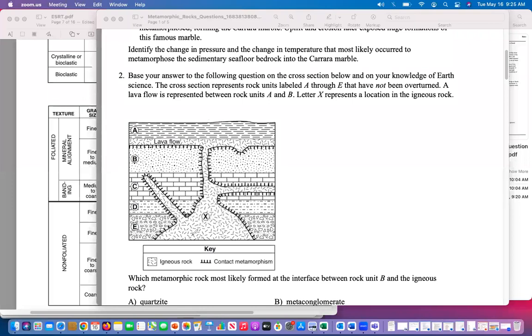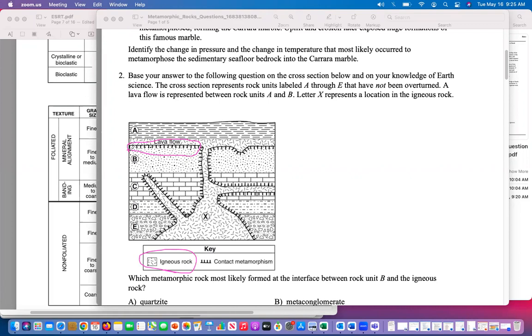So the igneous rock is right here, right? Because you see it's labeled with all these different lines scattered around. So X represents the igneous rock. B is the rock unit they're talking about. So they're talking about what's happening here.